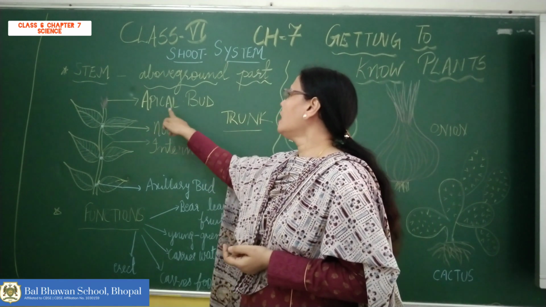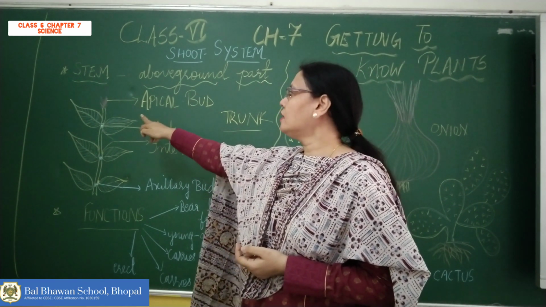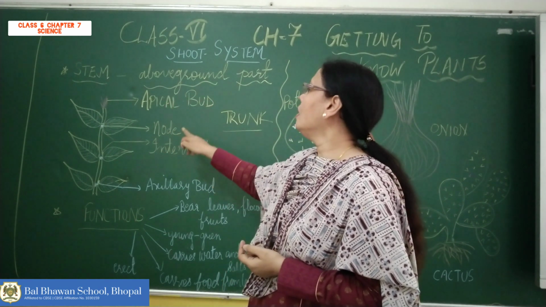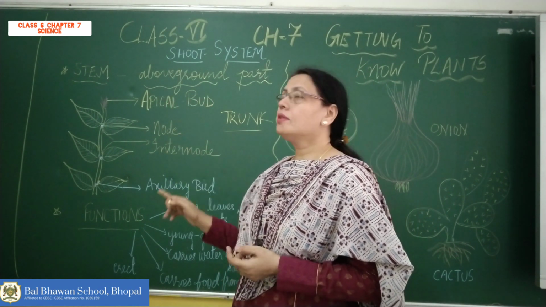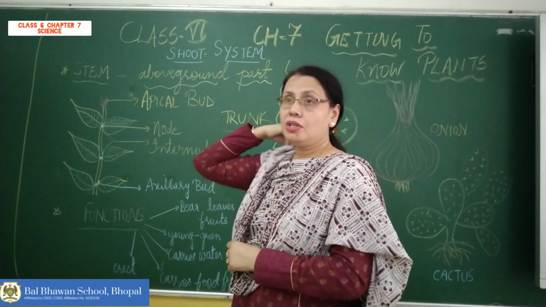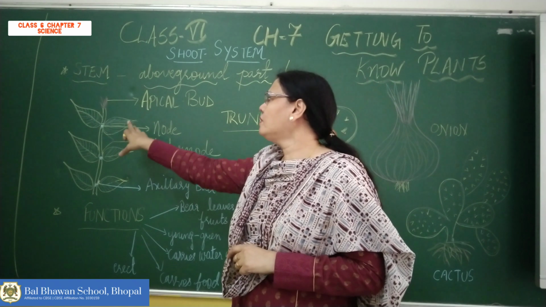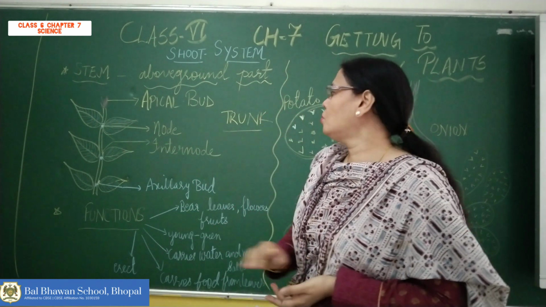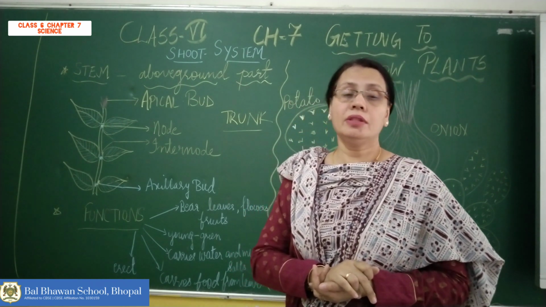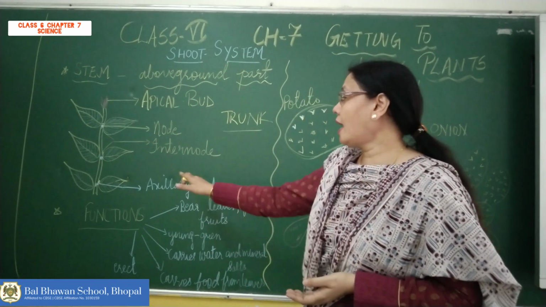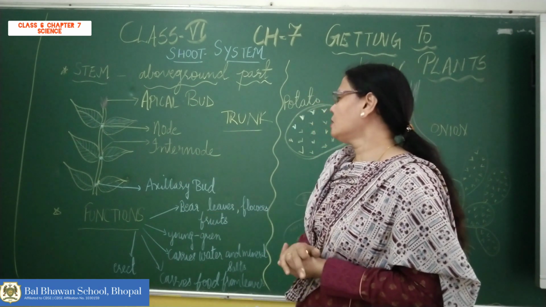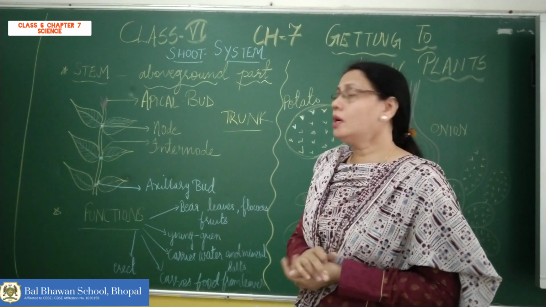So we have discussed that the apical bud, which is found at the tip of the stem, is responsible for increasing the length of the stem. Then we talked about the nodes. These are those regions on the stem which give rise to a branch or a leaf. Then we discussed the space between two nodes, that is called an internode. And then we talked about axillary buds. These are those buds which are found in the axil of a plant and are responsible for the axillary growth of the plant.